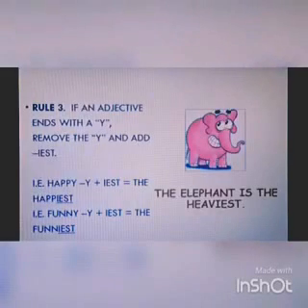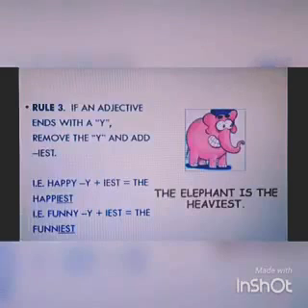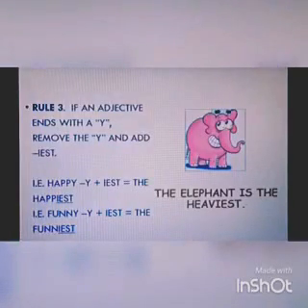Rule 3. If an adjective ends with a y, remove the y and add iest. For example, I have happy and funny. Happy, I remove the y and add iest. Before the adjective, you must not forget to add the. The happiest. Funny, the funniest. An example is, the elephant is the heaviest. The adjective is heaviest.